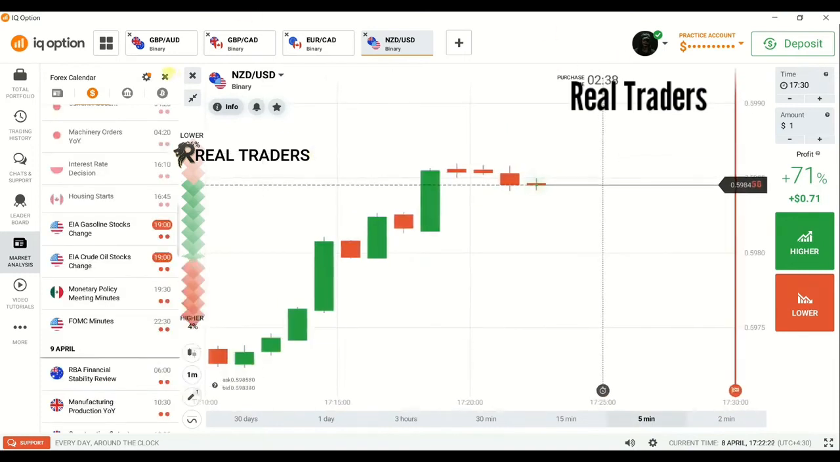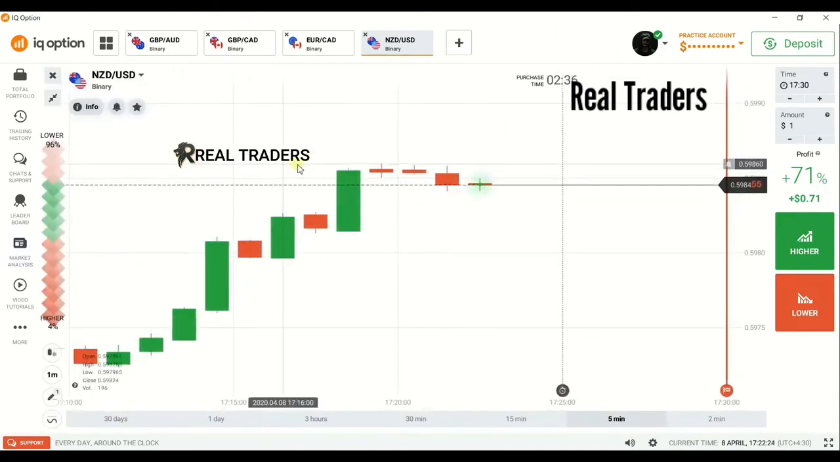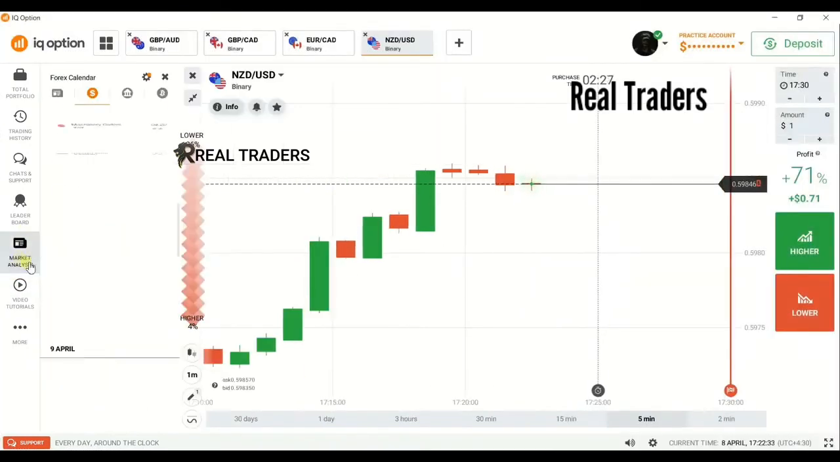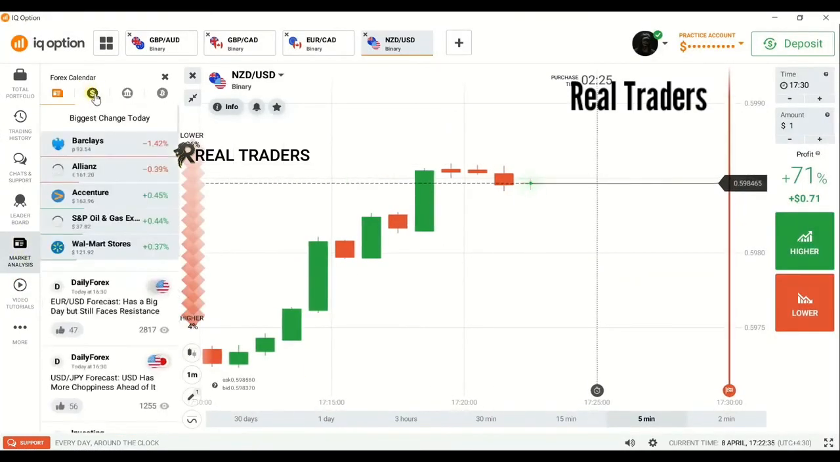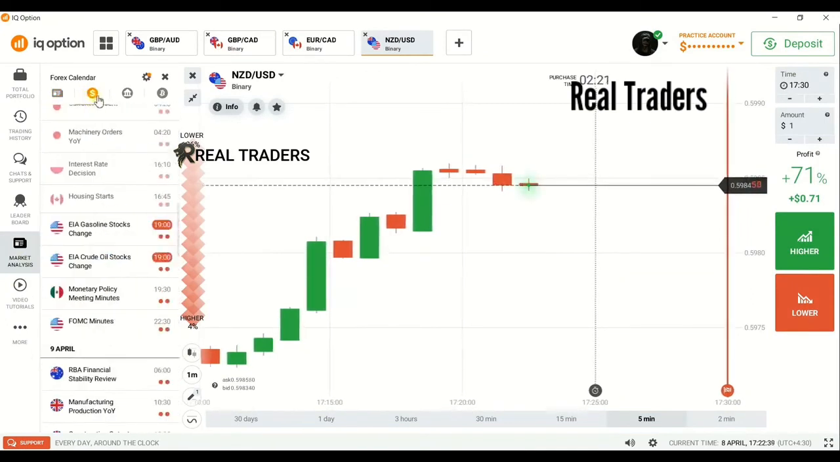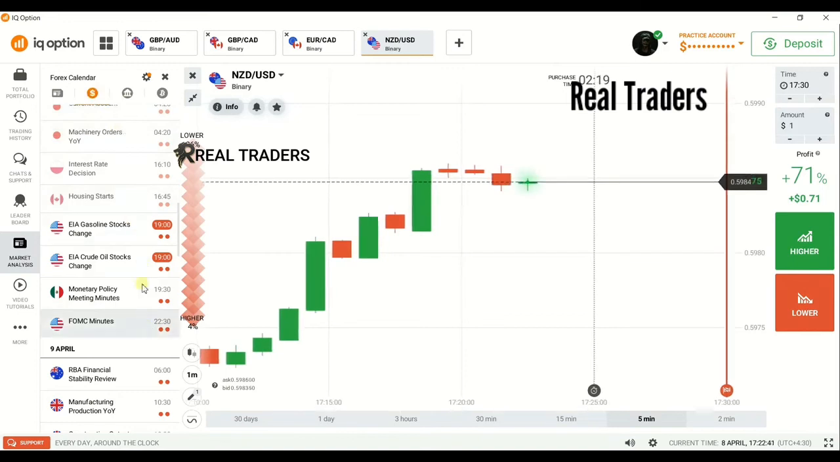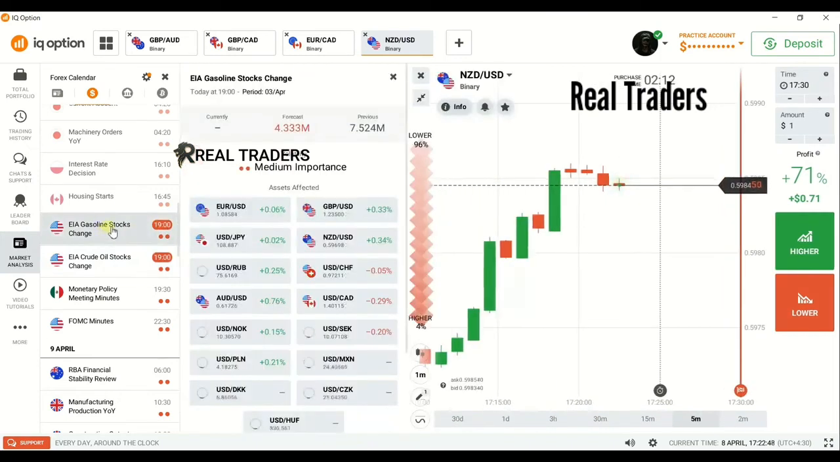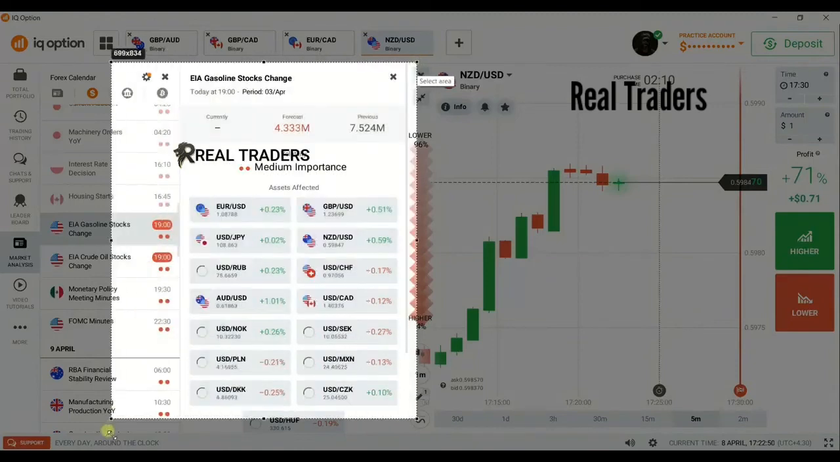Okay, let me show you again. For knowing where the news will happen, you can go to the market analysis. You can open this and go to the forex calendar. Here you can see this option, the forex calendar, and it will show you the news that will happen in the market. You can see here at 7 p.m. we have a news. We open this and you can see.